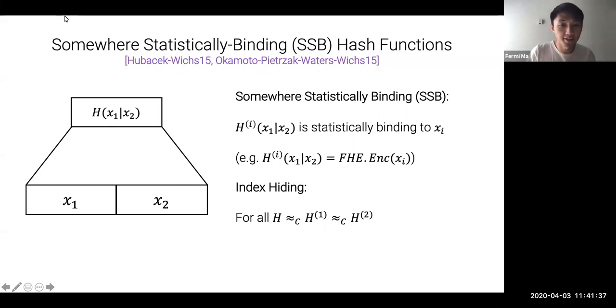Okay, so what does it mean to be statistically binding to the ith block? It means that the output statistically fixes the value of xi. Just to give you some more intuition, in the first construction of somewhere statistically binding hash functions proposed by Hubacek and Wichs, the result of this hash was actually an FHE encryption of the ith block. So as long as your FHE scheme has perfect correctness, then this is going to be perfectly or statistically binding, right? If applying hi to x1, x2 actually gives me an FHE encryption of xi, then the hash function statistically contains all the information about xi.